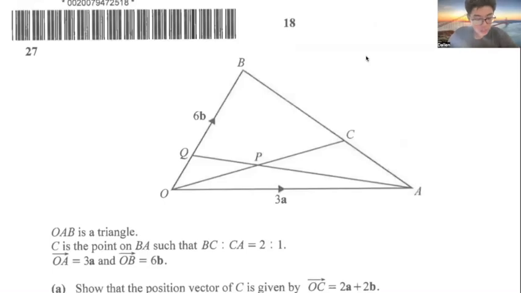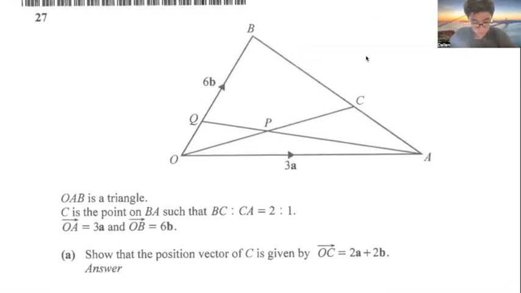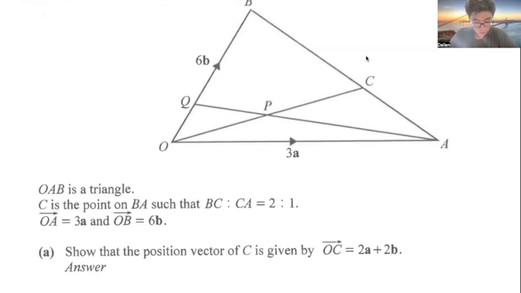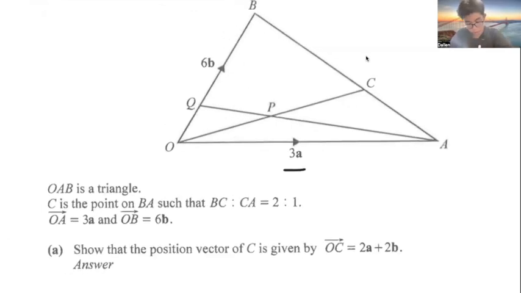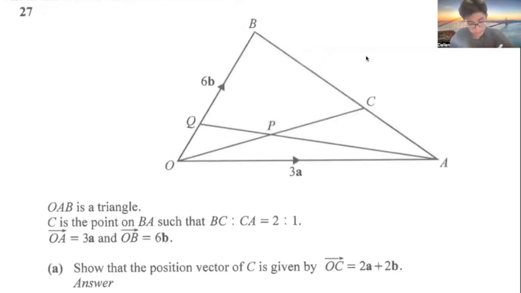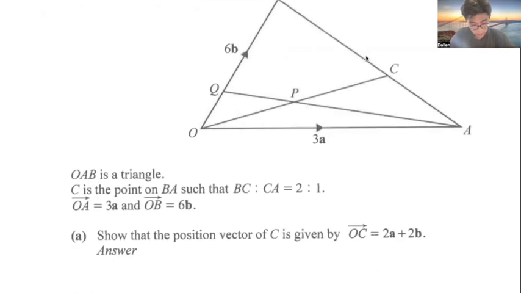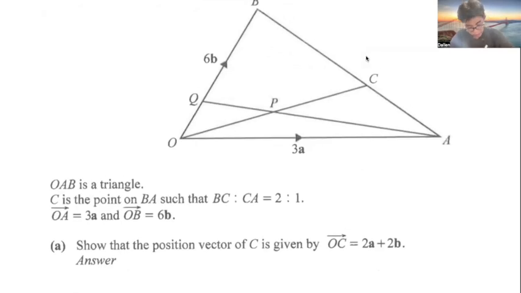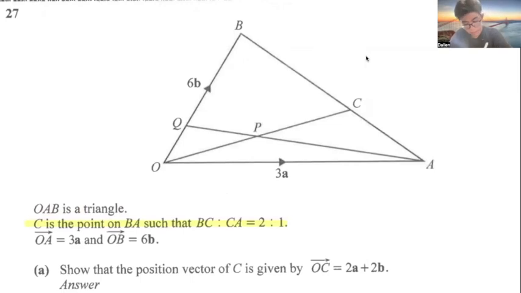Hello, this is question 27. Okay, so this is a vector question. We have OA to be 3A, OB to be 6B, right? And we also have this information, which is C is a point on AB such that BC is 2 units and CA is 1 unit. So this is 2 to 1.